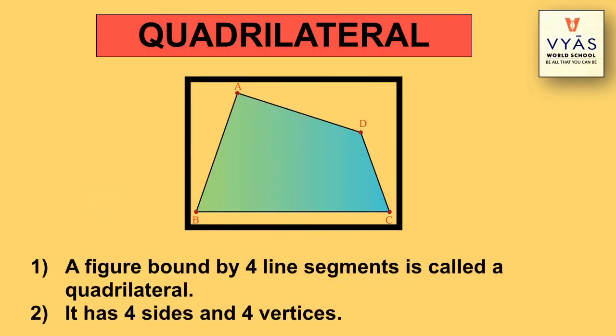Children, now we're going to learn about the quadrilaterals. A quadrilateral is a figure bound by 4 line segments. It has 4 sides and 4 vertices.